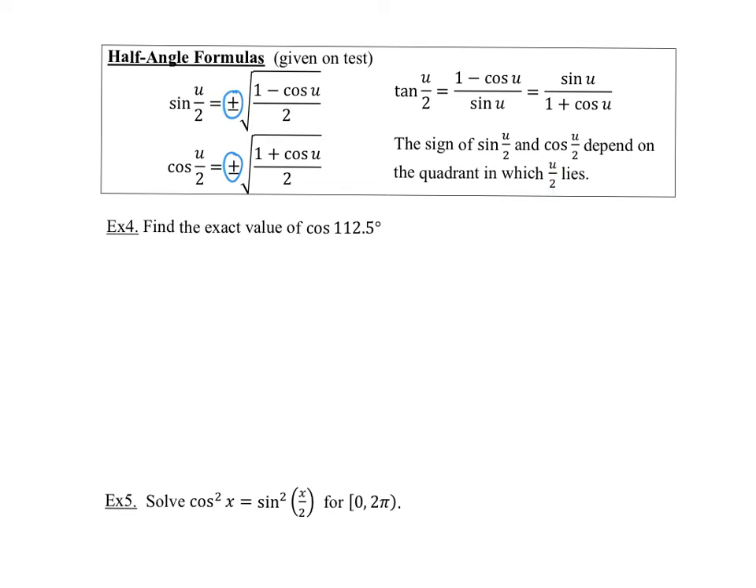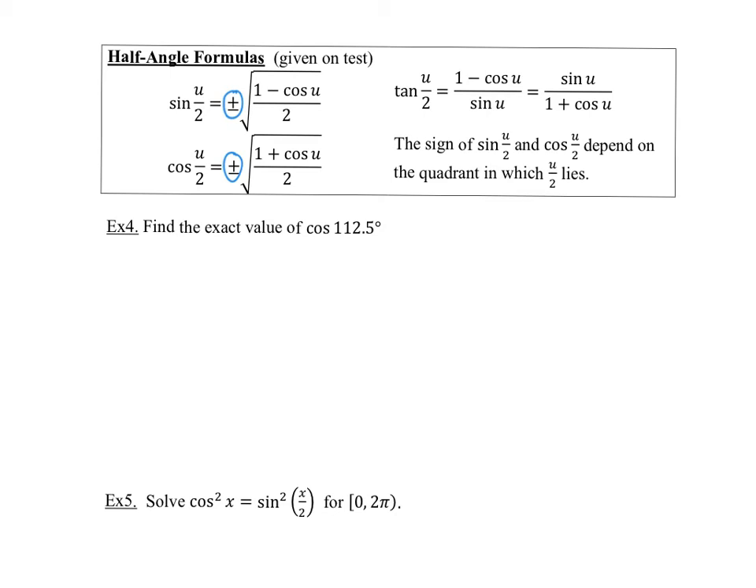If u over 2 ended up being 170 degrees, that's in quadrant 2, and I would know the cosine would be negative and the sine would be positive. Okay, so plus or minus is a lie. It is based on the quadrant it exists in. Okay, so let's look at example 4.